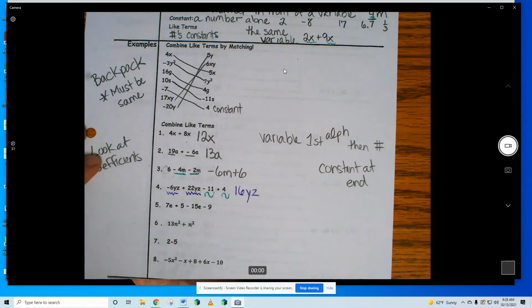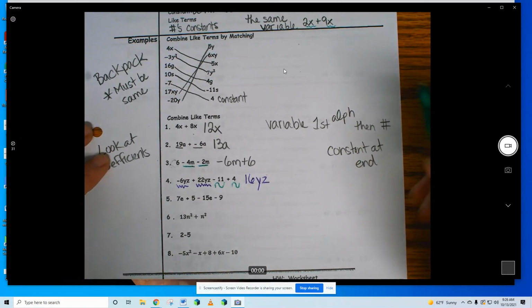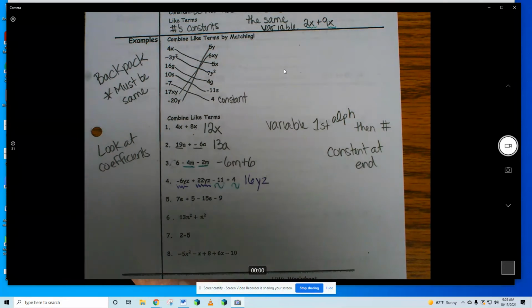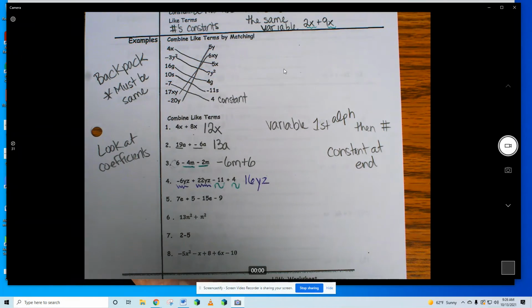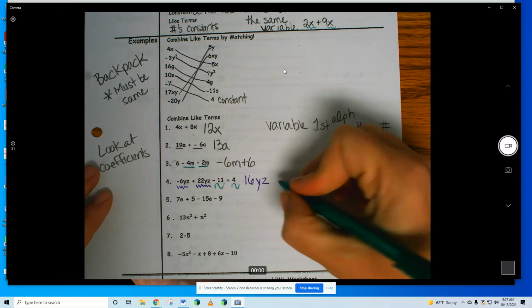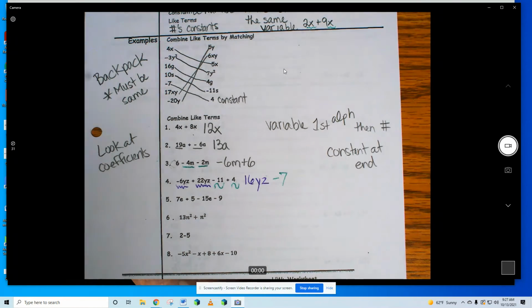And what about my green? Negative 11. Did you see that there's a negative 11 there? A subtraction sign is the same as a negative sign. What is negative 11 plus 4? Negative 7. And there's your answer to number 4.